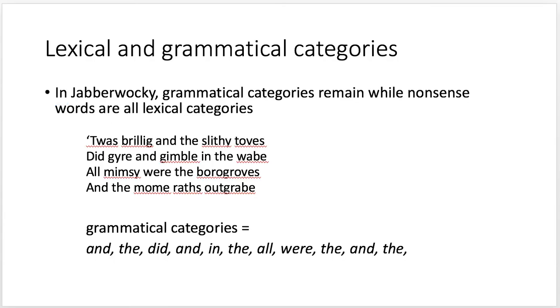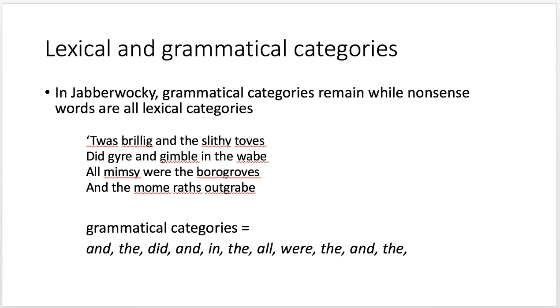So if we look at a nonsensical piece of English, like the language in the poem Jabberwocky, we can see that the grammatical categories actually remain, while the nonsense words are all lexical categories. So this speaks again to the distinction between lexical and grammatical categories. We can easily add new words to a language by adding more lexical items, but the grammatical categories can't be changed. Words that behave as grammatical categories cannot be modified.